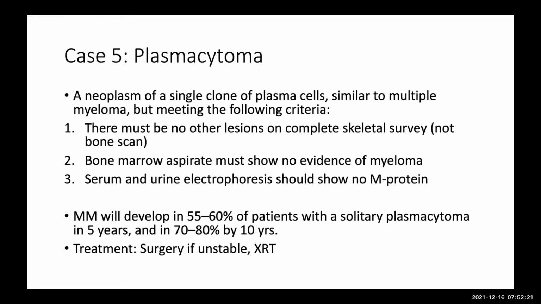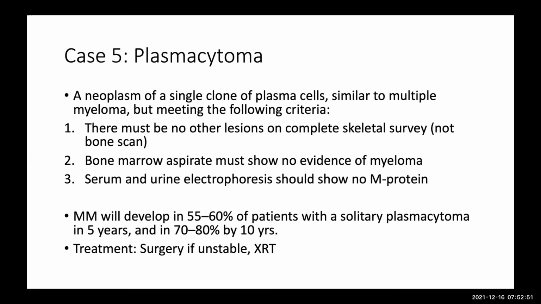It's really important to know what a plasmacytoma is and why we call it a plasmacytoma instead of just calling it multiple myeloma. It's because it is an isolated lesion, and there's no evidence of the full systemic multiple myeloma. However, over half of the patients with a solitary plasmacytoma will go on to develop multiple myeloma within 5 years and 70 to 80% by 10 years.